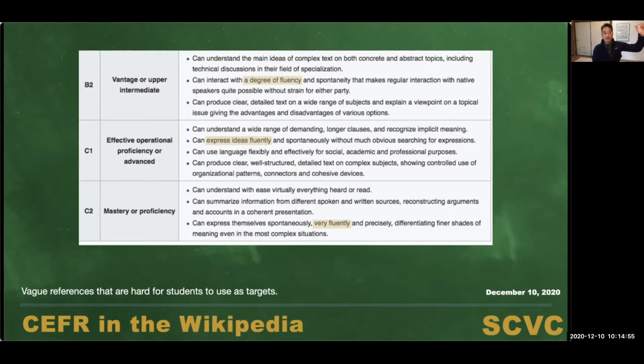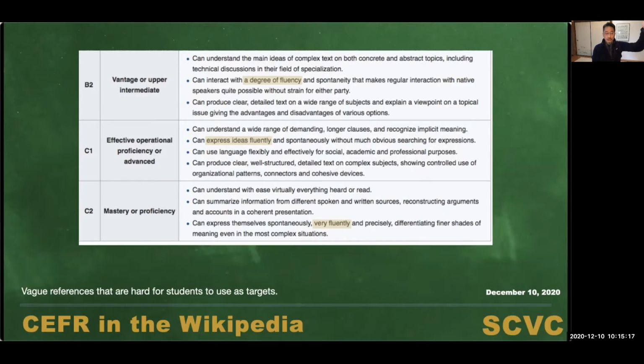And it goes from A1 to A2. Those are the two lowest levels. So the top one, A1, A2, the two lowest levels. Then B1, B2, and B2 you can see here at the top, C1 and C2, which are actually at the bottom, but denote the highest levels. It basically means native proficiency.